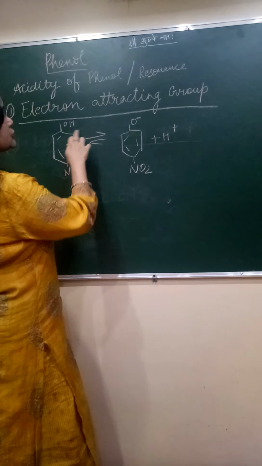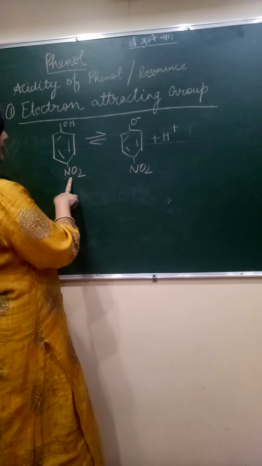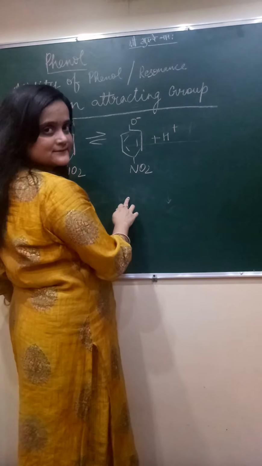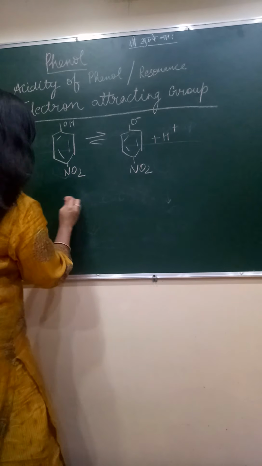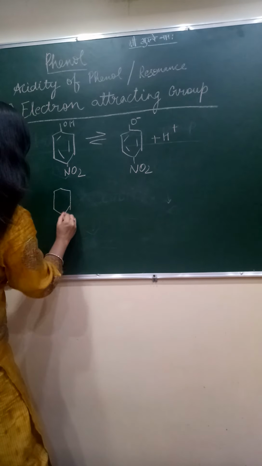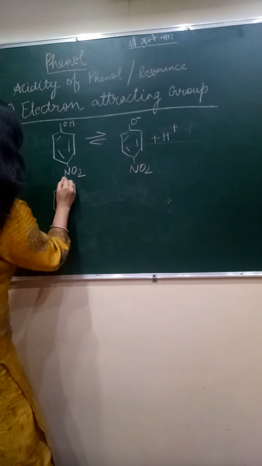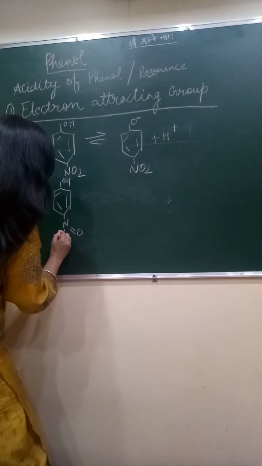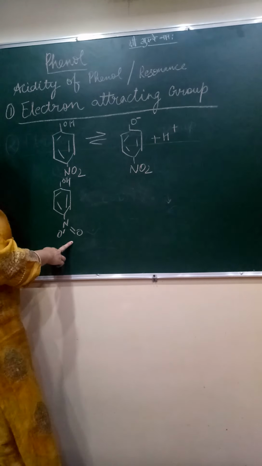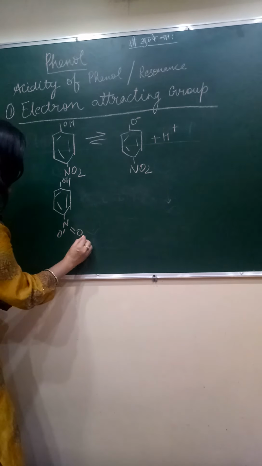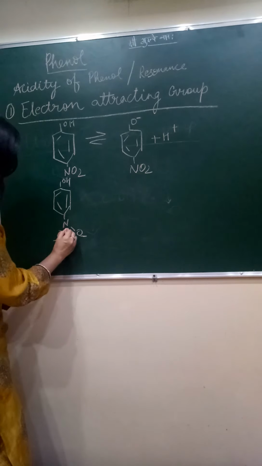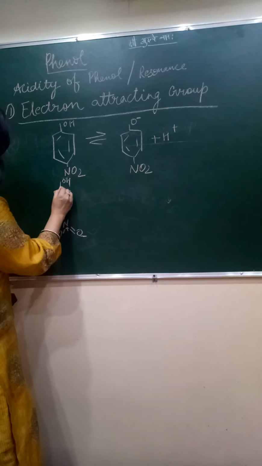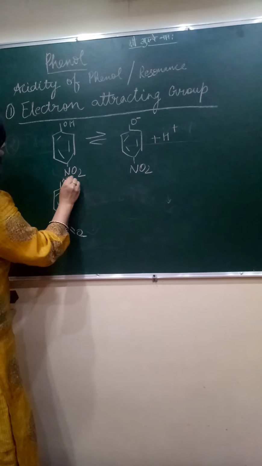How will it affect the acidity of phenol? This is para-nitrophenol. How will it affect the acidity? So we will do this. The structure of the nitro group is like this. You write it like this. Here is a negative charge, here is a negative charge, and here is a positive charge. And this is the phenoxide ion.